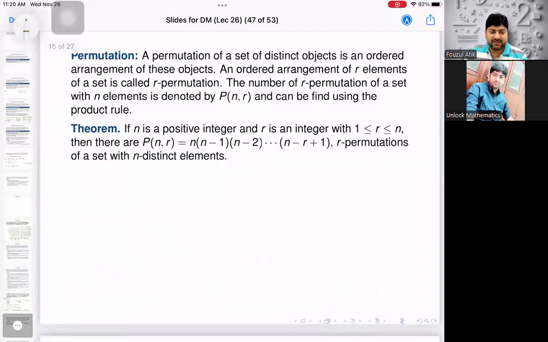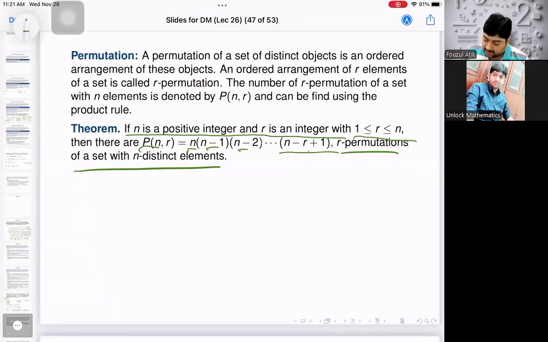Yes, that is what we discussed. So if n is a positive integer and r is an integer with 1 less than or equal to r less than or equal to n, then there are P(n, r) equal to n into n minus 1, n minus 2, up to n minus (r minus 1). That is basically, if I remove the bracket, n minus r plus 1, r-permutations. Clear? How we got this formula? Using the product rule. Correct.